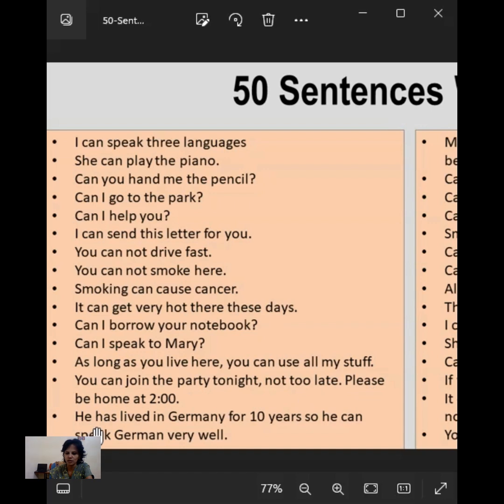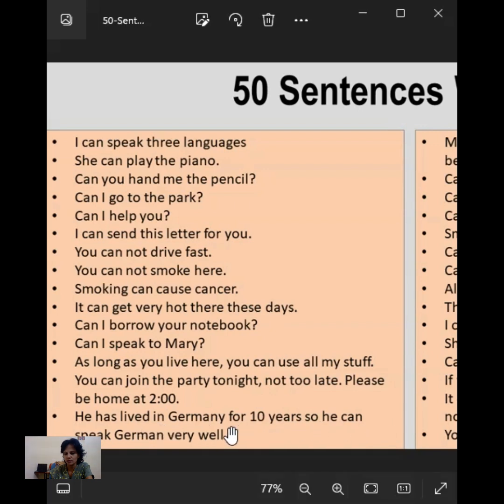And next one, he has lived in Germany for 10 years, so he can speak German very well. He was there for 10 years, so he has learned how to speak German. He doesn't have any problem speaking German. He knows how to speak, so he speaks very well. That is what it means.